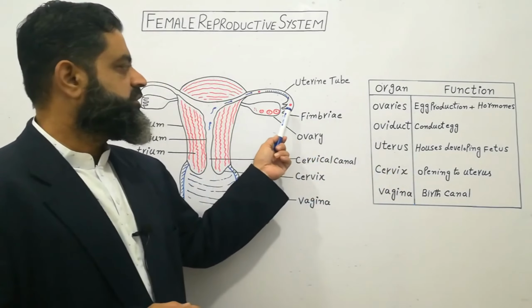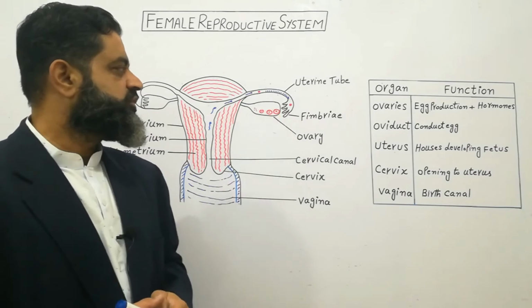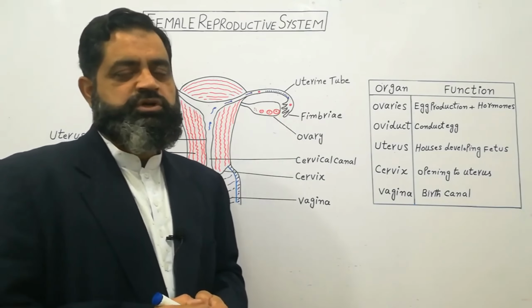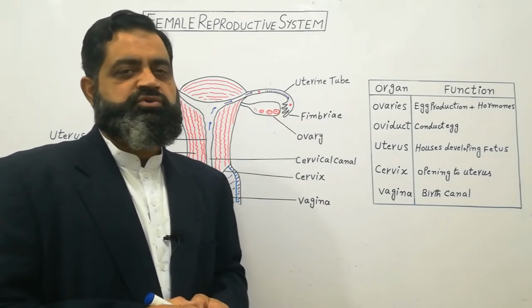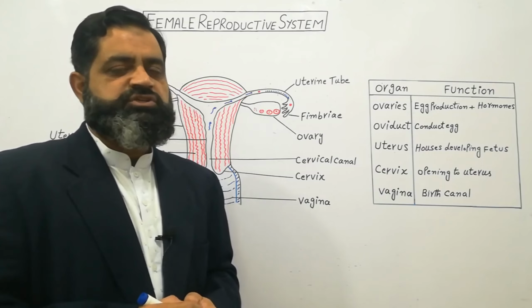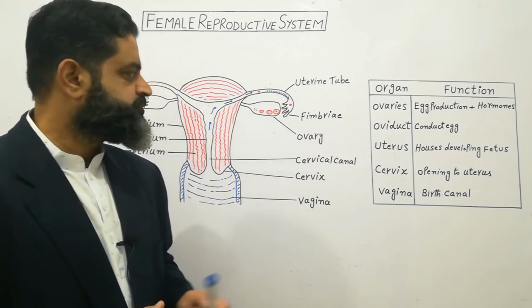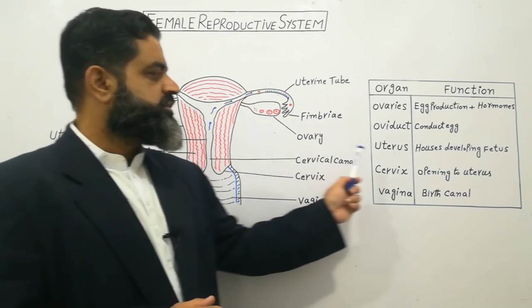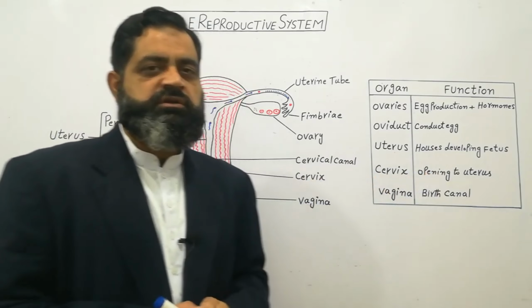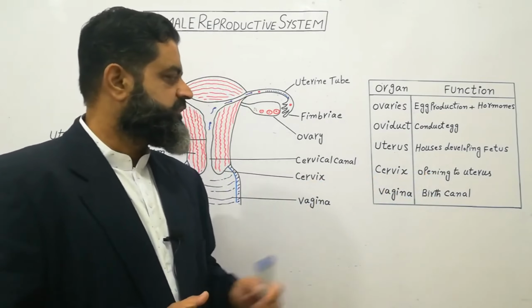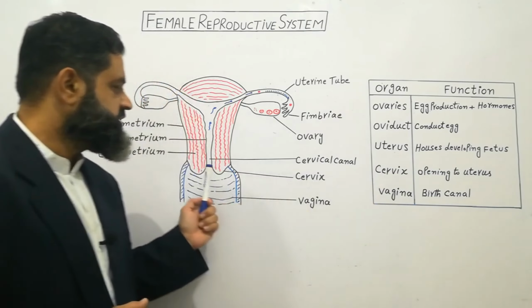The oviduct is a duct which conducts or transports the egg towards the uterus, and it is also the site for fertilization of the egg with the help of sperm. The uterus houses the developing fetus through placenta formation. Cervix, this is the cervix.